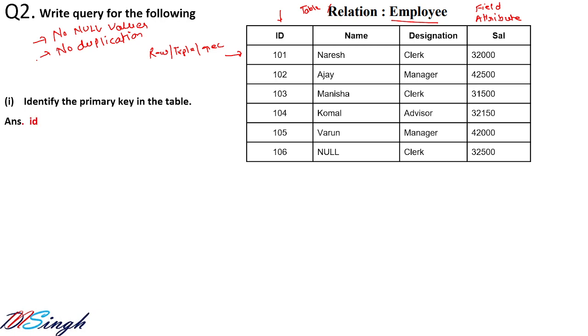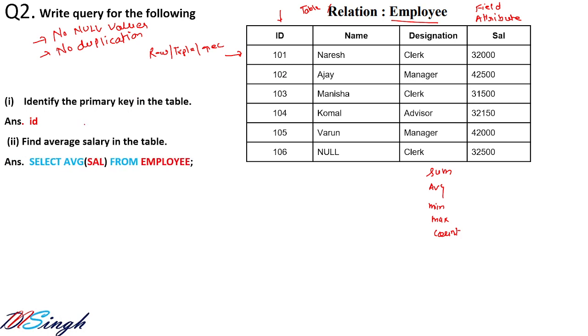Okay. The next question is: find the average salary in the table. So the table name is what? Employee. And we know that we have some aggregate functions. What are those aggregate functions? Sum, average, min, max, and we have one more, that is count. So these are the aggregate functions. Now we want the average of the salary. So let us see the answer. Select average of sal from employee. We have utilized one of the aggregate functions to find the average salary from the table.